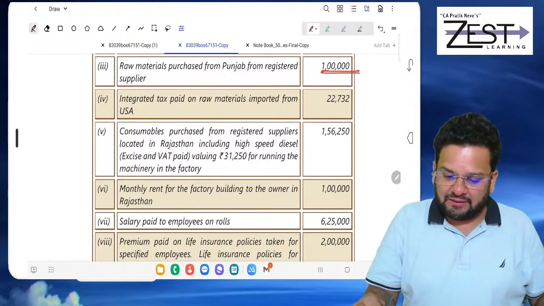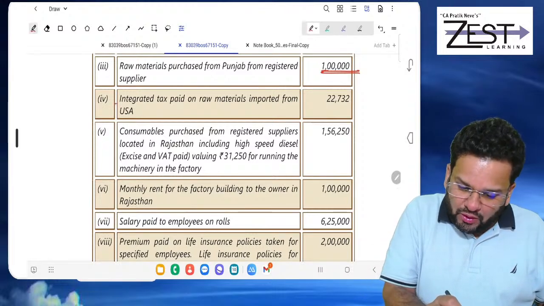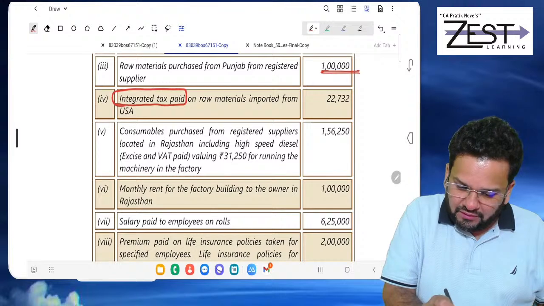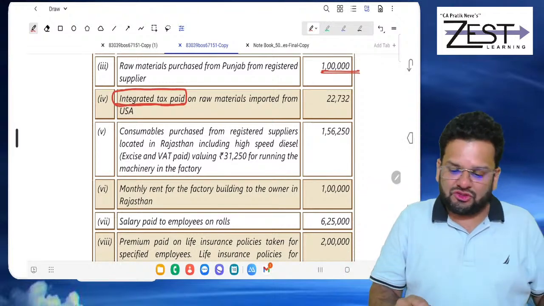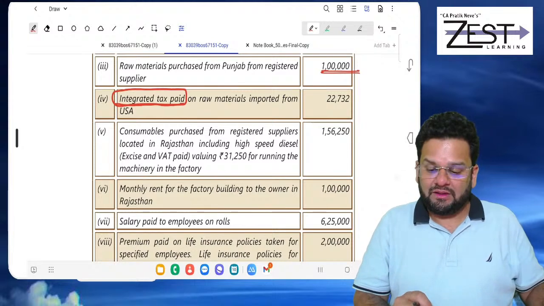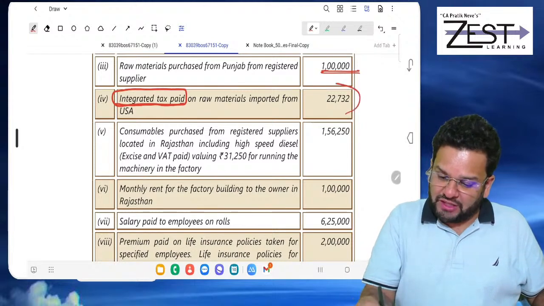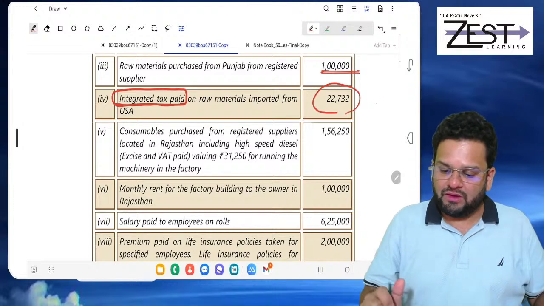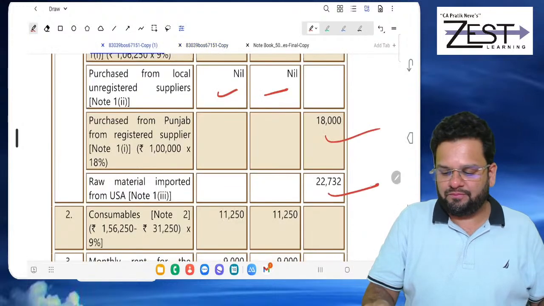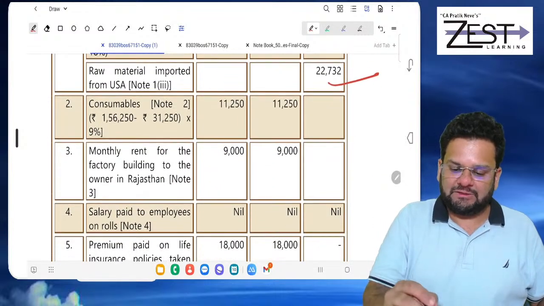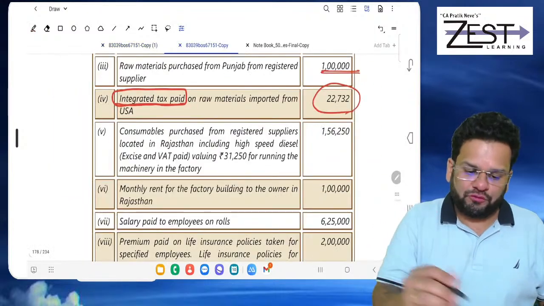As simple as that. Now, what detail you are getting is of IGST paid, directly integrated tax paid detail. This is not your purchase cost. This is your direct IGST amount. So 22,732 can be taken in the IGST column. Clear? So go with the flow, friends.